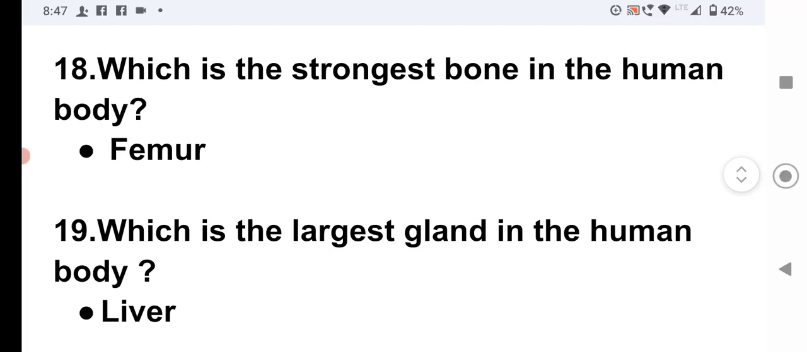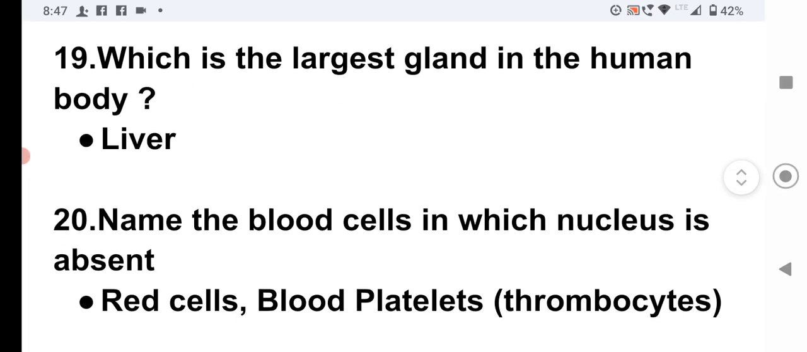Question number 19: which is the largest gland in the human body? Liver is the largest gland in the human body. Question number 20: name the blood cells in which nucleus is absent. Red blood cells and blood platelets or thrombocytes are the blood cells in which nucleus is absent.